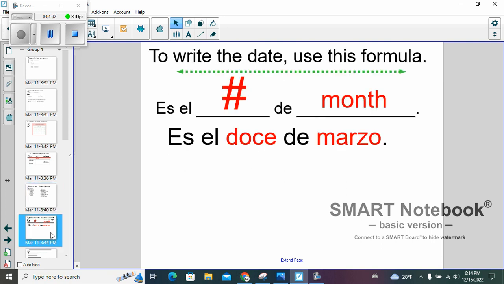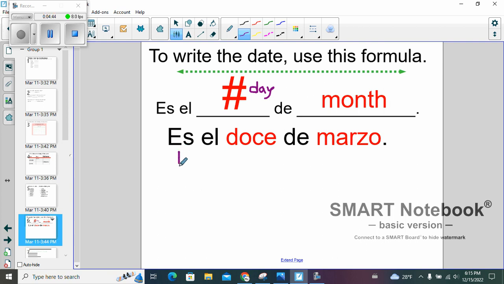Now when you write the month, or the date, you can use this little formula. Just like you use a formula for math, you can plug in the missing items to create a sentence that states the date. So S means it is, and then L is the, and then we're going to put the number of the day. Then this word here is pronounced day, and it means of, and then the month.